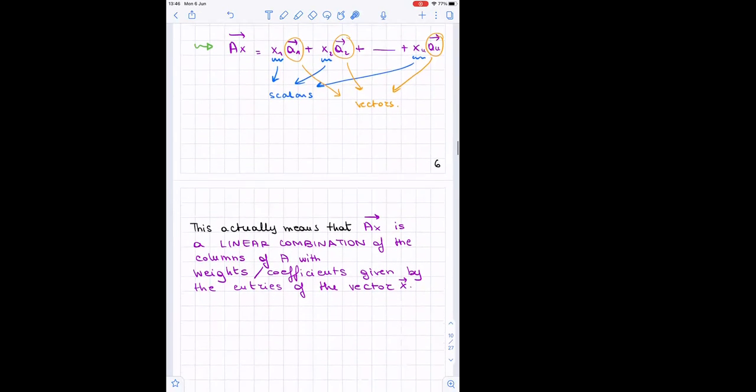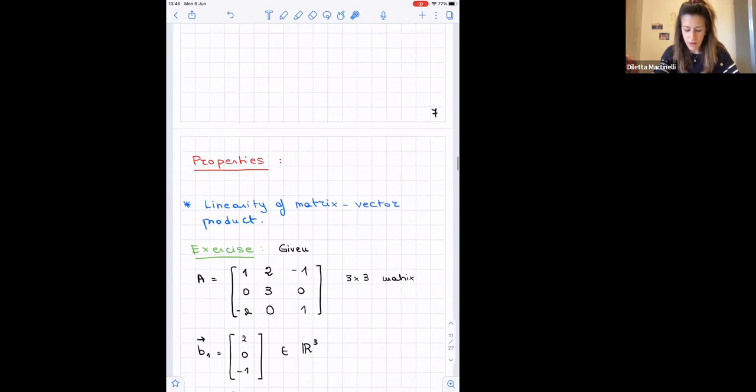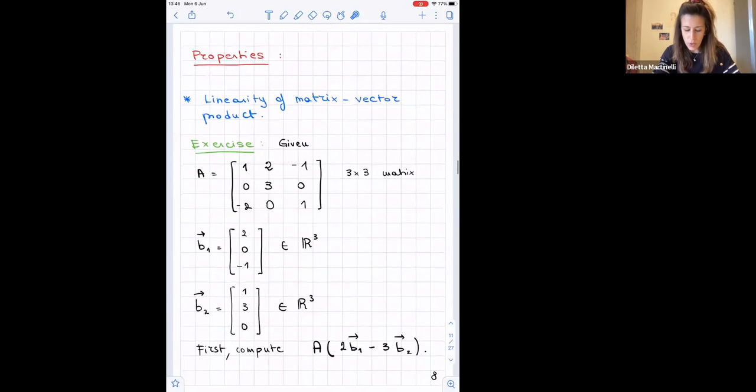So we want to do some exercises connected to the properties of the matrix vector product. Let's start with this very easy one. I give you a 3 times 3 matrix, this matrix A, and I give you 2 vectors, B1 and B2 in R3. These are 3 times 1 in terms of size, column vectors. And first, I ask you to compute A applied to 2B1 minus 3B2.